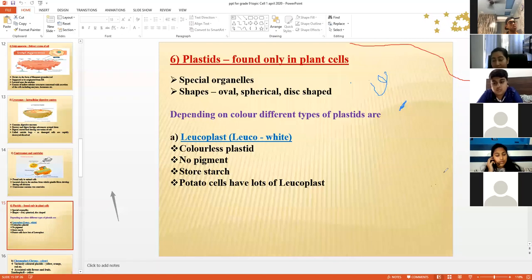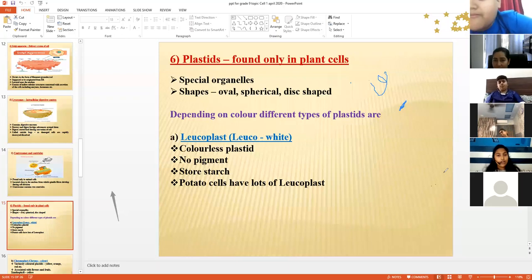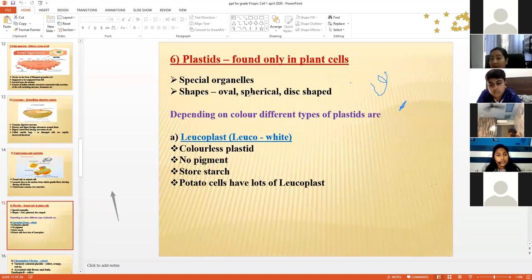Ma'am, I have a doubt in plastids. Do the plastids exist only in one color? No. That's what I'm coming to. Let me explain this. The plastids are found only in plant cells. They are special organelles which give shapes to the plants. For example, they give color to the plant or the leaf.